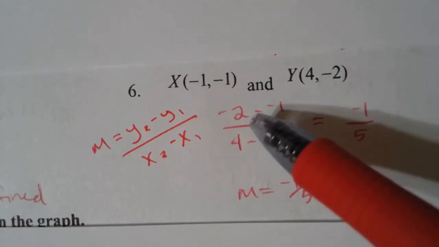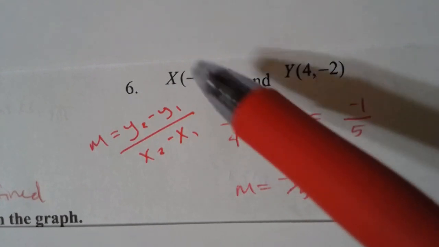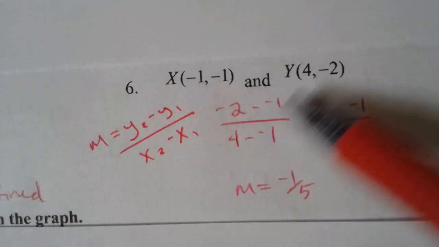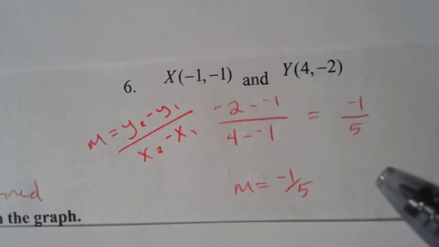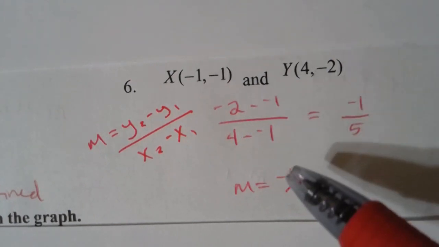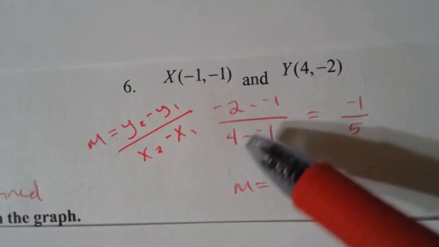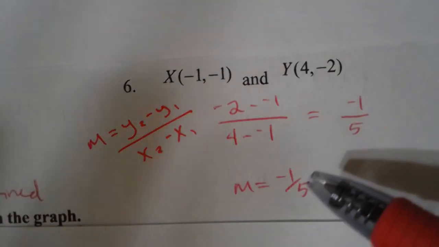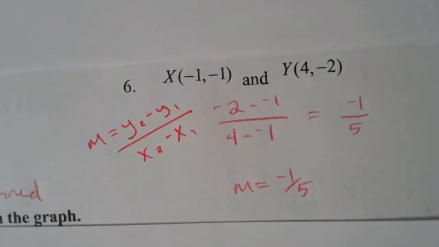So it's -2 minus -1 over 4 minus -1. So you see right here, the -2 and 4 are right on top of each other because they create a point. The -1 and -1 are right on top of each other because they create a point. Well, now I just need to simplify this. So -2 minus -1 will be -2 plus 1 to give me -1. And then 4 minus -1 will give me 4 plus 1 to give me 5. So the slope of the line that passes through points x and y is -1/5.